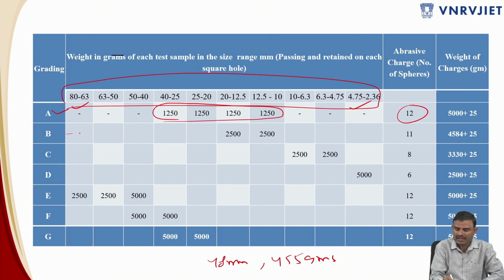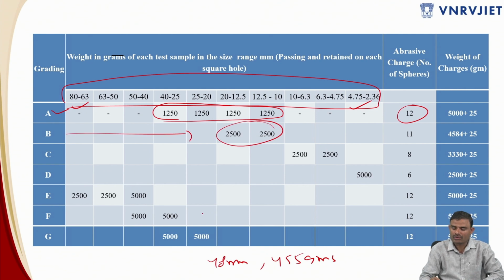You can see grade B, where the aggregates pass through 20 and 12.5 mm, which are 2500 grams each, followed by gradation C, which is again 2500 grams of each weight, passing through 10 and 6.3 retained, followed by 6.3 passing and 4.75 mm retained. Otherwise you have gradations D, E and F, followed by G gradation. The number of abrasive charges you have to use has been mentioned over here. Based on the type of gradation you are using, you have to select the number of required abrasive charges.